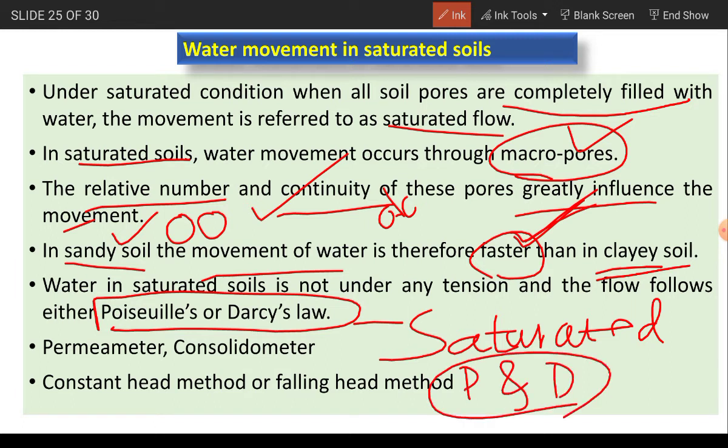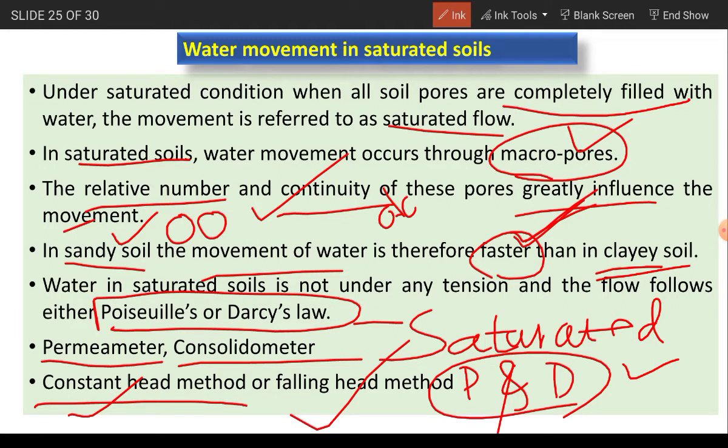So how to measure this movement? We can use a permeameter or consolidometer. There are different types of permeameter, the constant head method and the falling head method, for different soils.